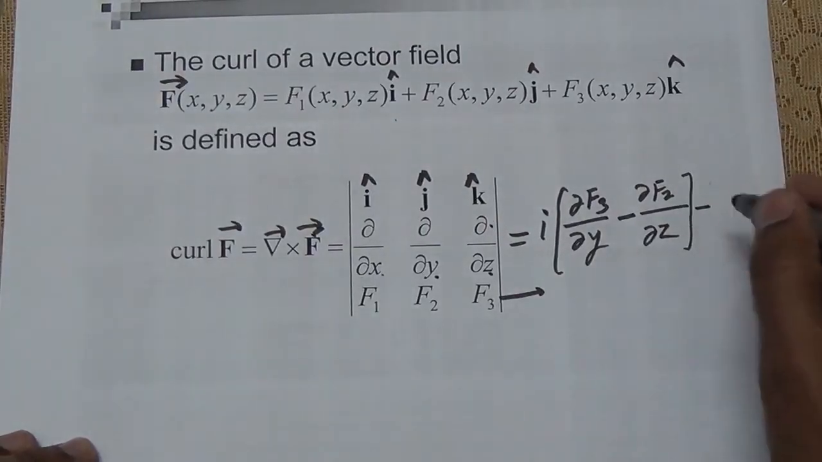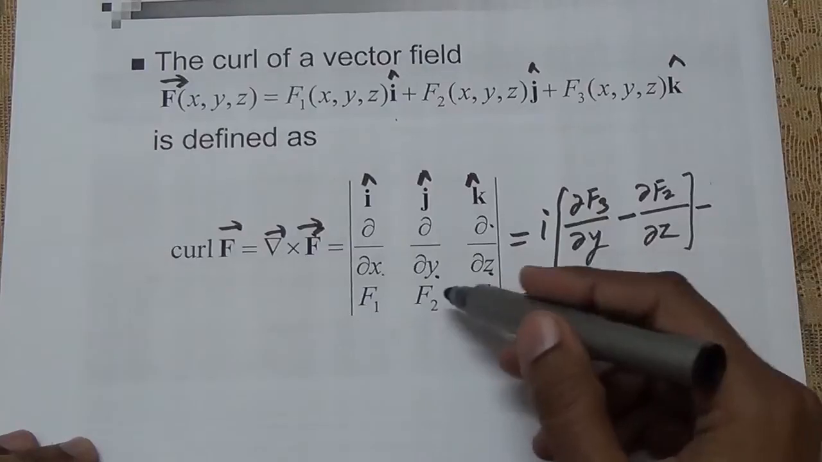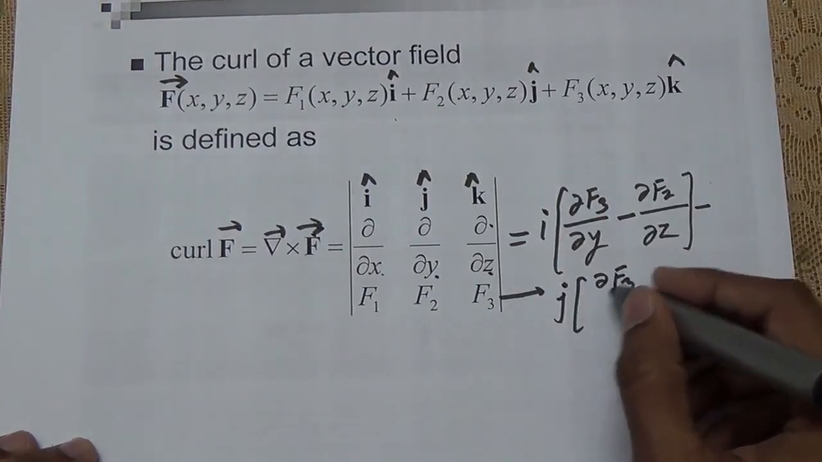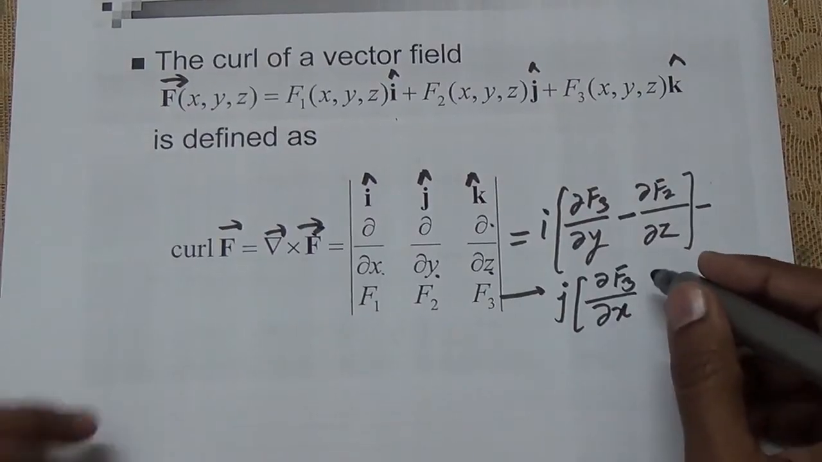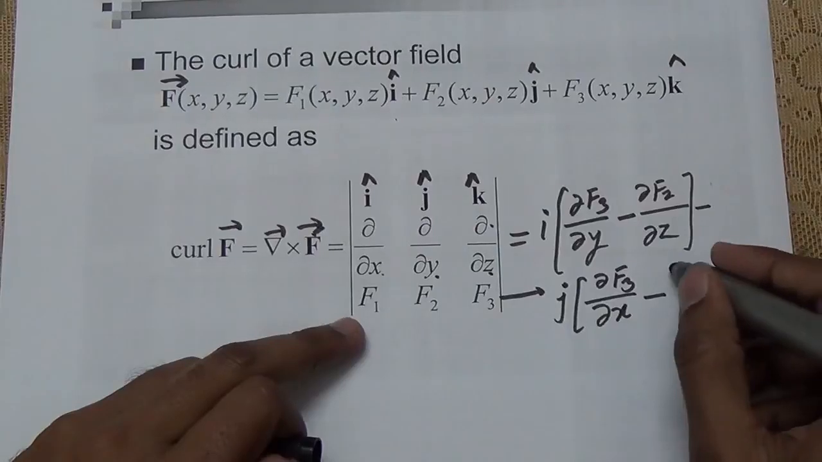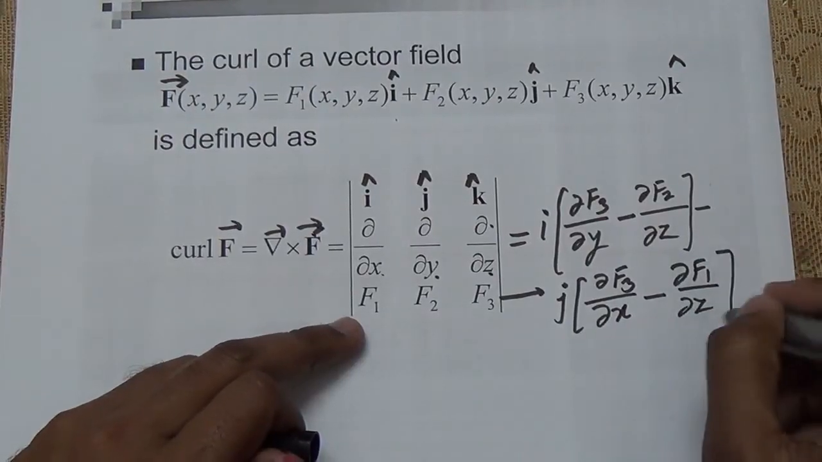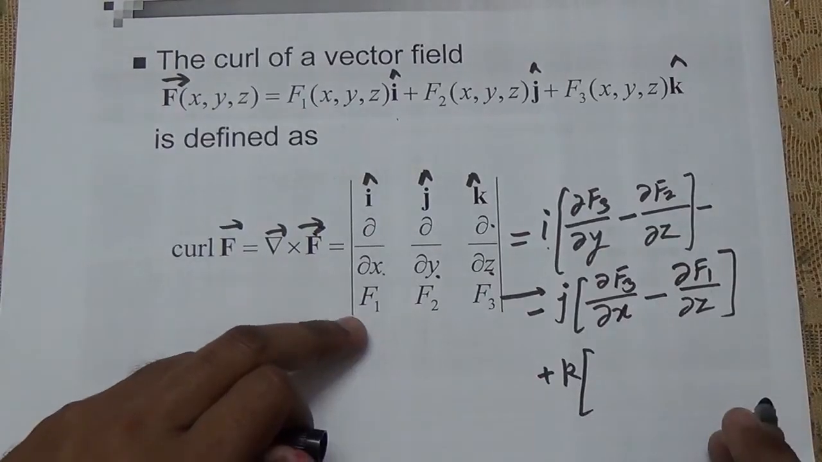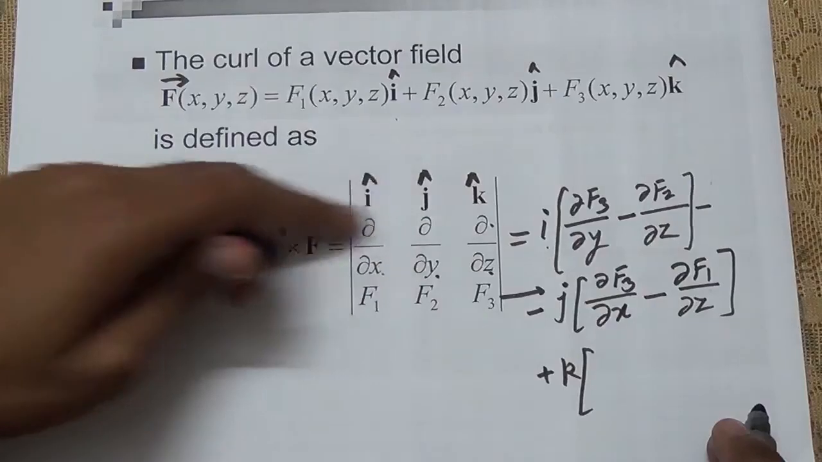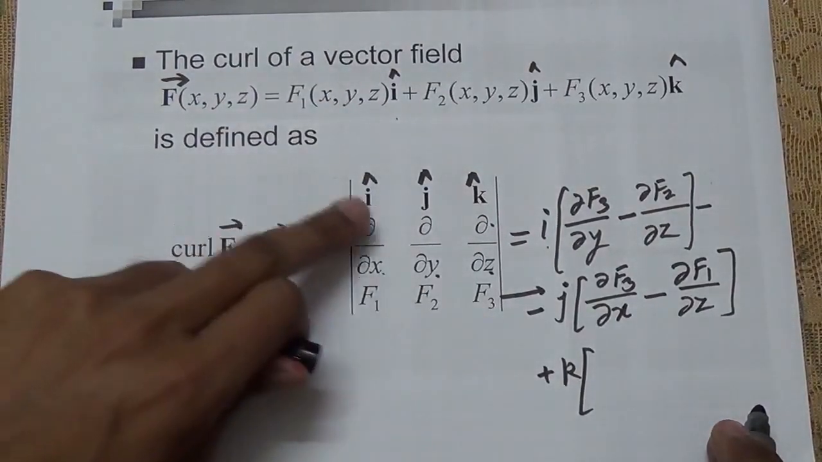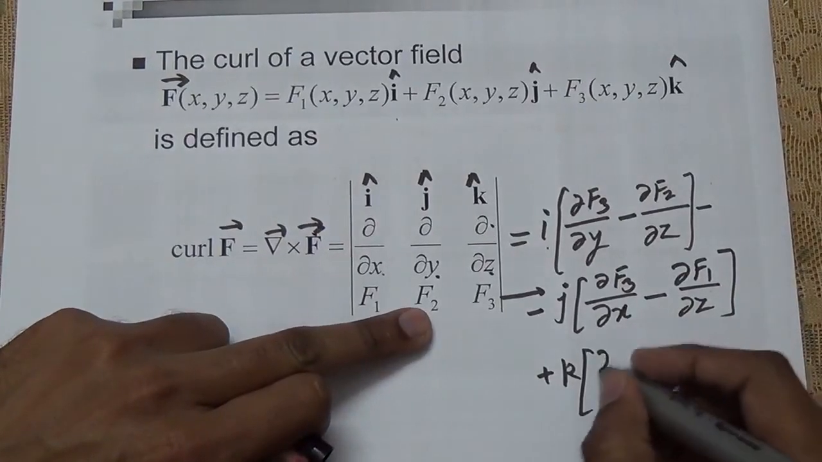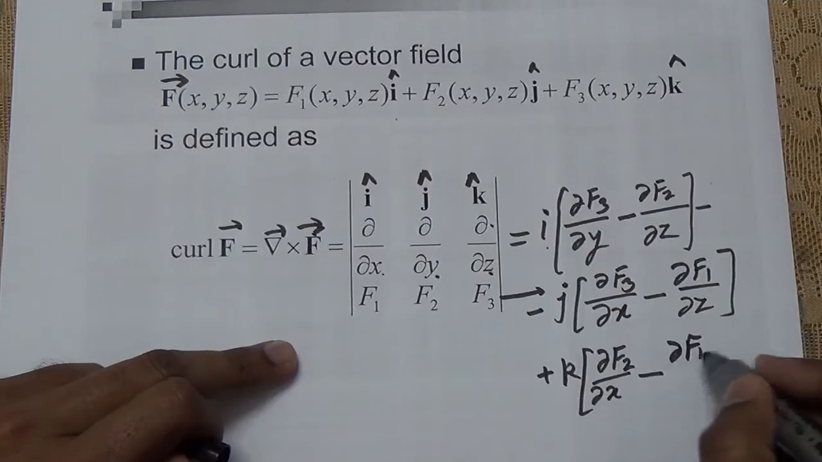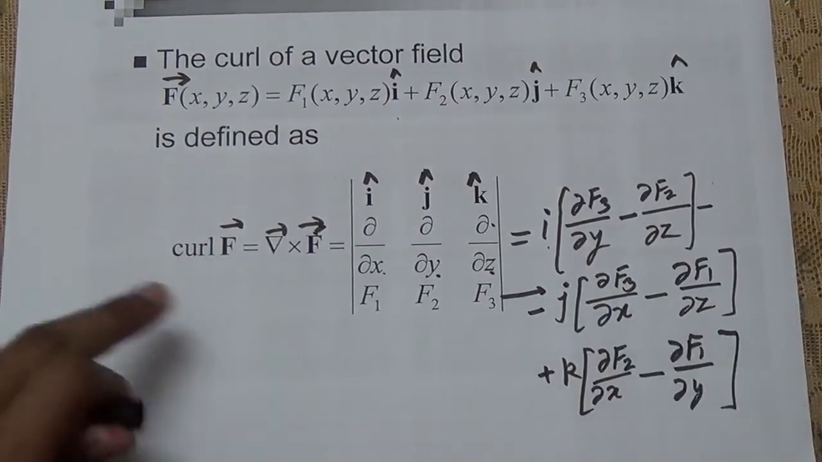then after this minus j, leave this row and this column. So this operation: del f3 upon del x minus del f1 upon del z. Then plus k, since the expansion signs are plus, minus, plus. For k, leave this row and this column: del f2 upon del x minus del f1 upon del y. So this is the expansion of curl f.